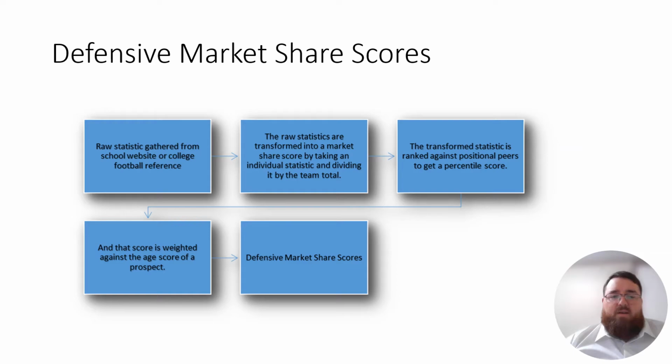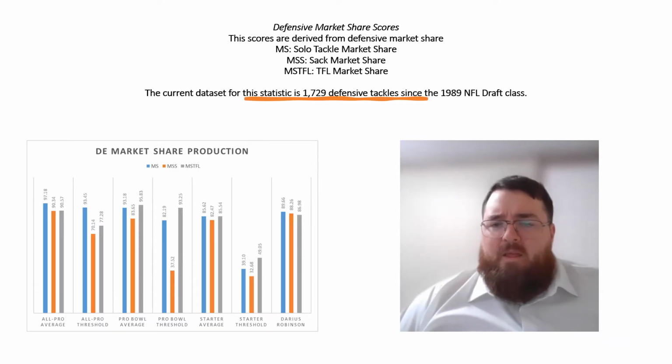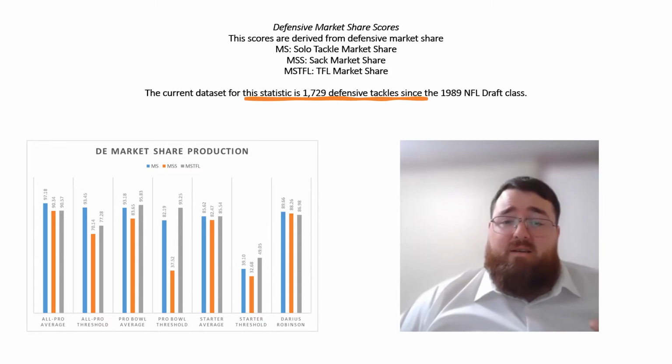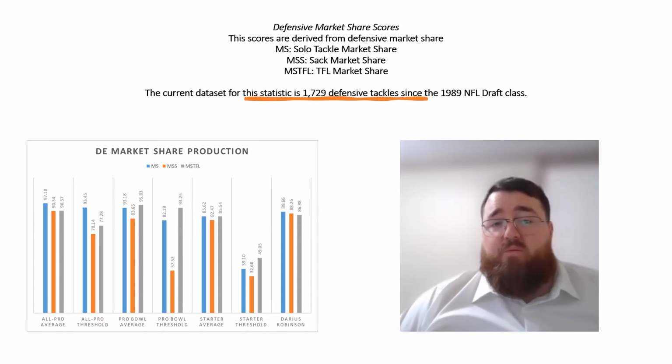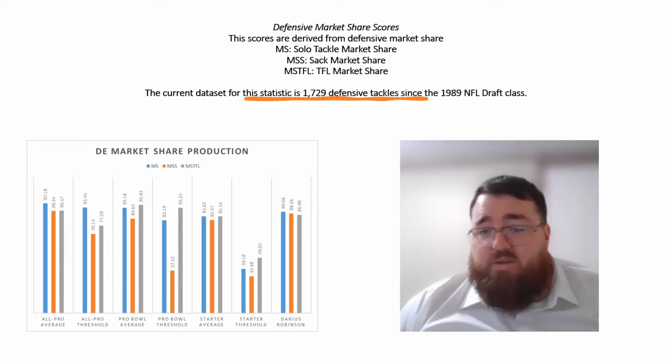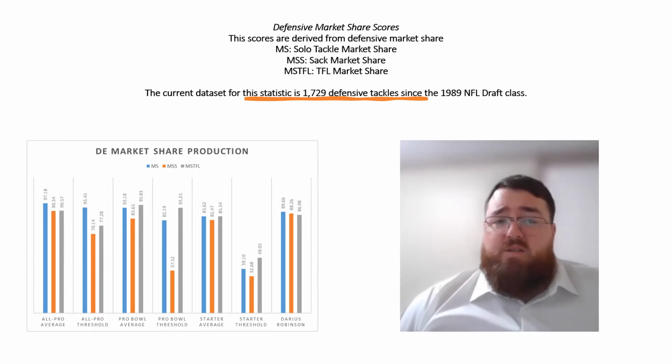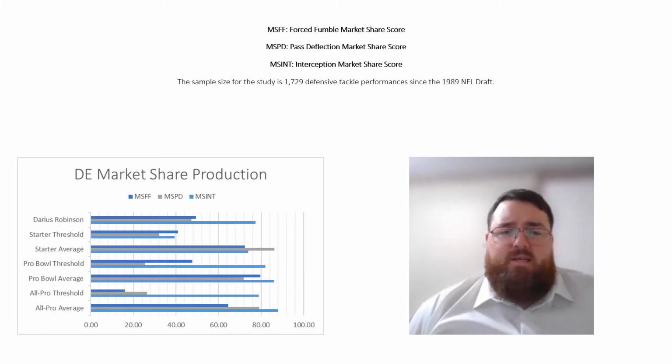Taking a look at Darius Robinson in terms of his data, he had pretty decent defensive market share production for the 3-4 defensive end position. In terms of all of his data, 80 percentile in most of his traits there, in terms of solo tackles, sacks, and tackles for loss. Taking a look at his other market share data in terms of forced fumbles, pass deflections, interceptions, he did really well in terms of his interception market share, but not so well in terms of forced fumbles and pass deflections at the position.